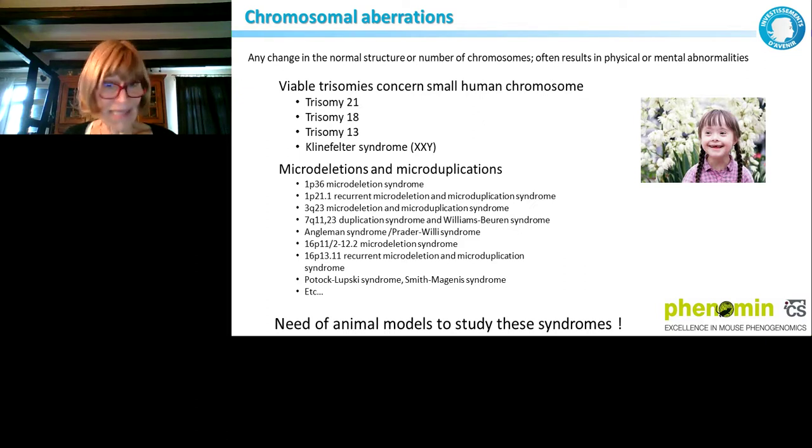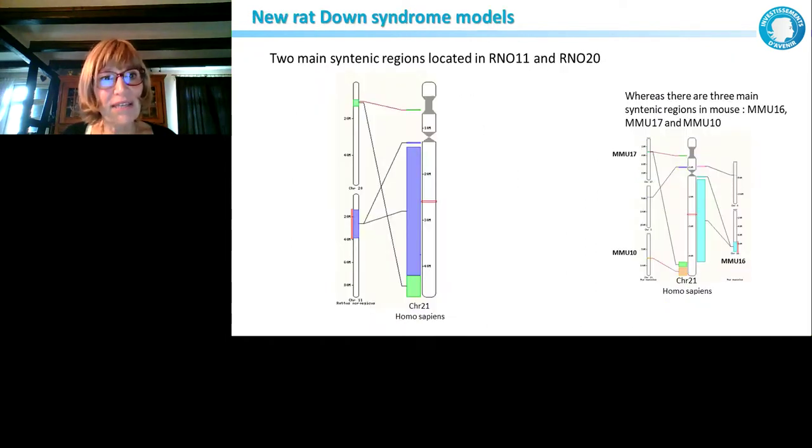Then we need animal models to study these syndromes. And that's what we did. We generated new rat Down syndrome models. I won't go through the way most models were generated before CRISPR, but you need to know that they were using loxP sites.